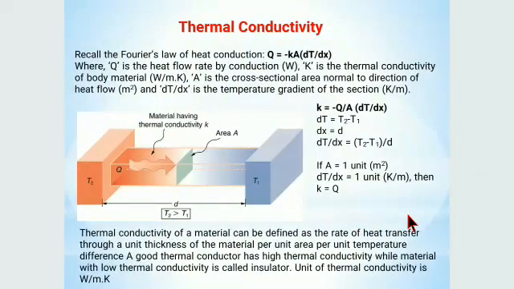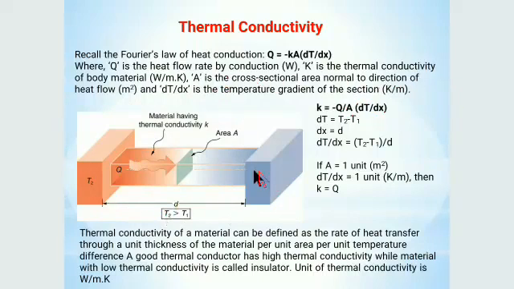Next topic, thermal conductivity. Recall Fourier's law of heat conduction, which is Q is equal to minus kA dT divided by dx, where Q is the heat flow rate by conduction, whose unit is watt. k is the thermal conductivity of the body material, whose unit is watt per meter Kelvin. A is the cross-sectional area normal to the direction of heat flow, whose unit is meter square. And dT divided by dx is the temperature gradient of the section, whose unit is Kelvin per meter.